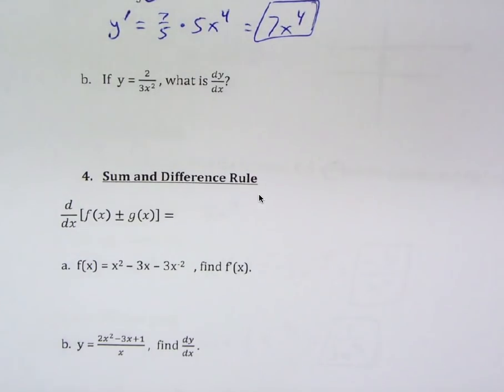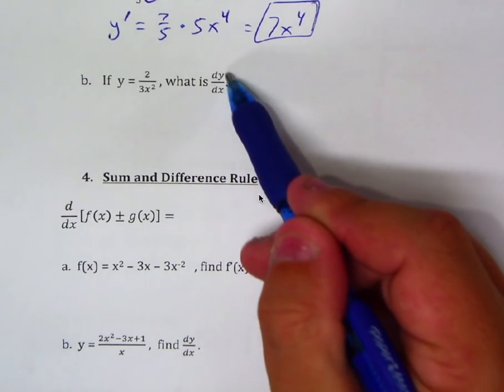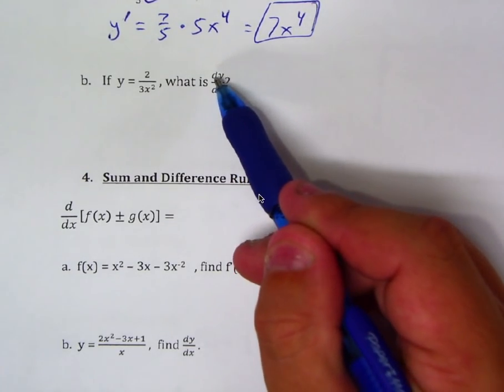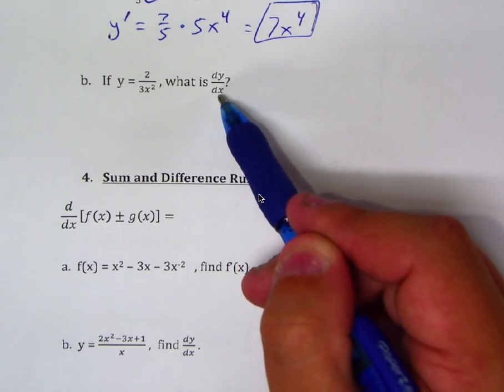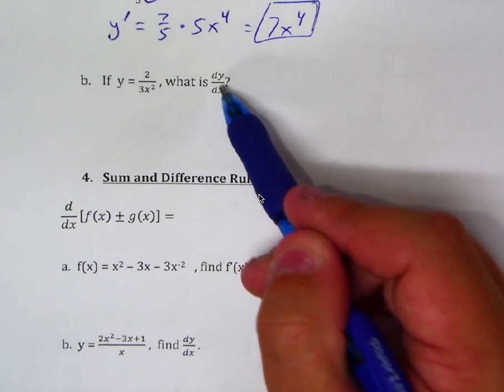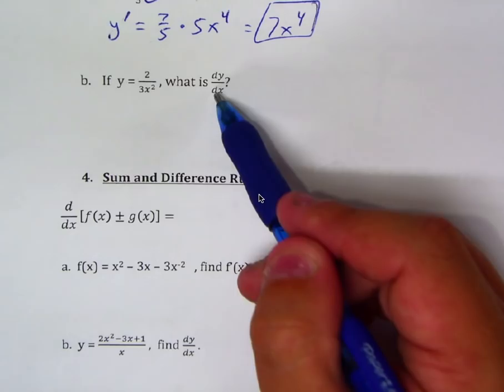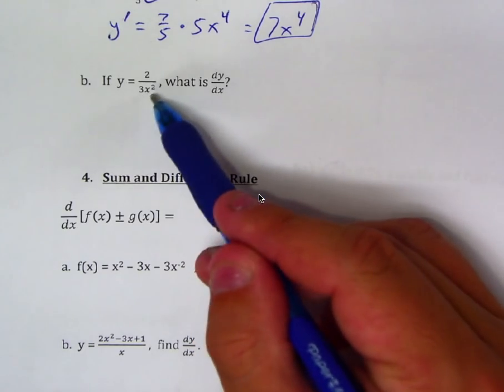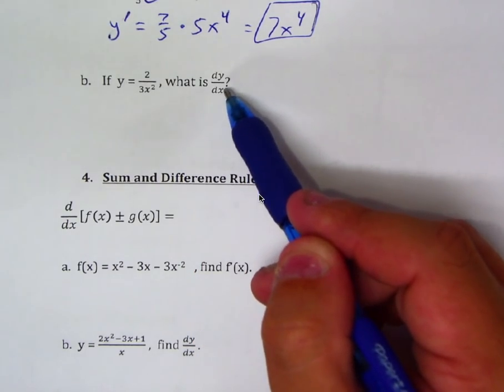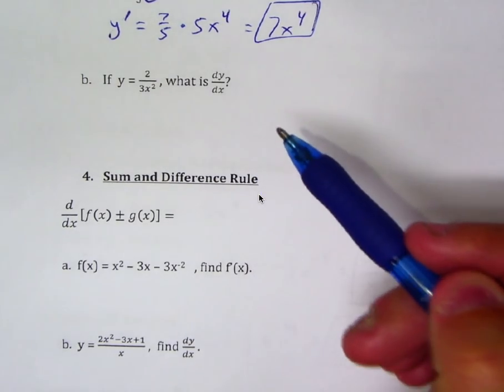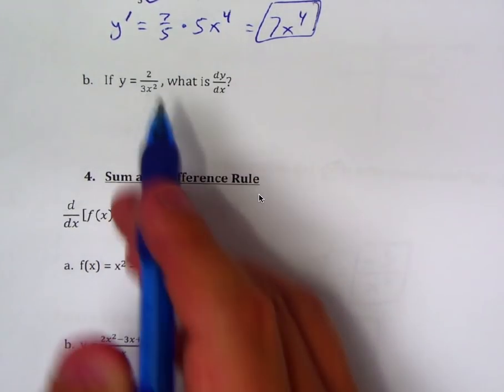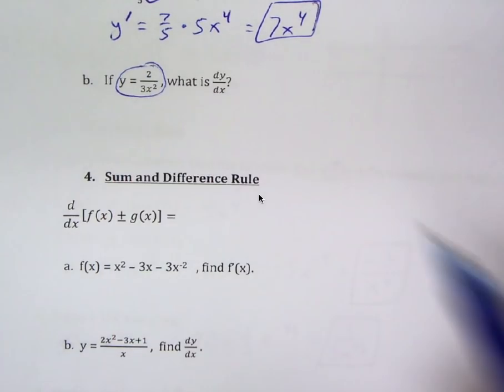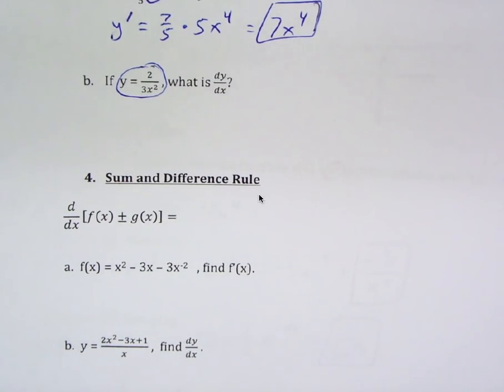B, if y equals 2 over 3x squared, what is dy dx? Just new notation. Think about what dy dx means. This is asking for the derivative of y with respect to x. That's really what this is saying. What is the derivative of y with respect to x, meaning x is your independent variable? It's saying find y prime. So first, look at this. We don't have this set up in the form that we need. We need x to be basically in the numerator. We need to rewrite this.